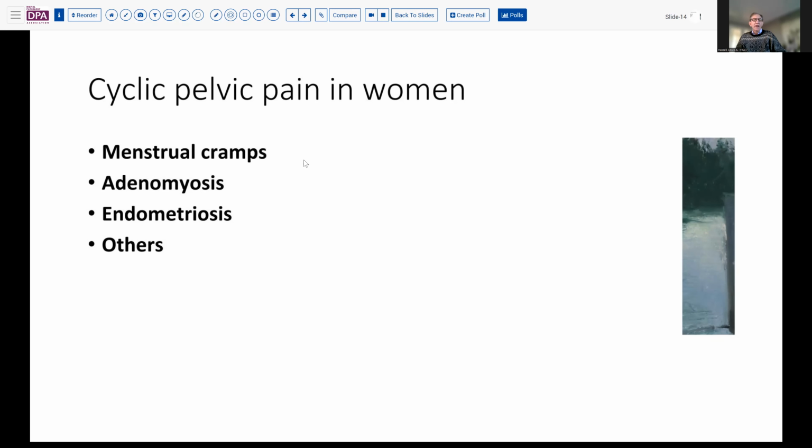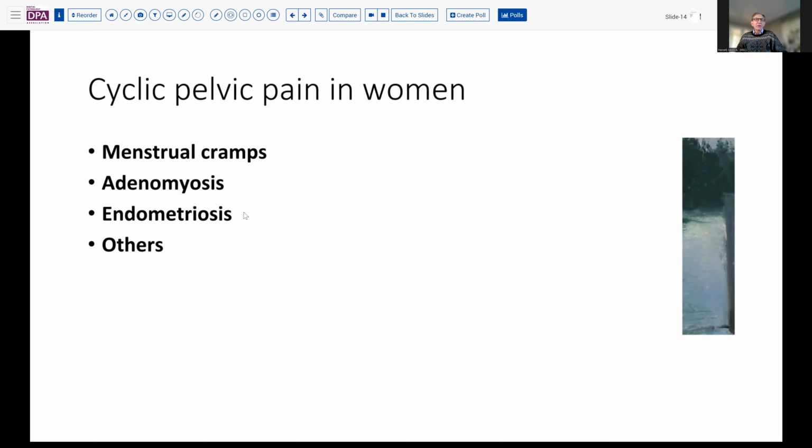So as we think about things that can cause cyclic pelvic pain, of course, regular menstruation can be painful and be associated with cramps that can be quite variable and quite severe in some circumstances. These are often attributed to various intrinsic factors involved with contraction and the tissue breakdown associated with menstruation.